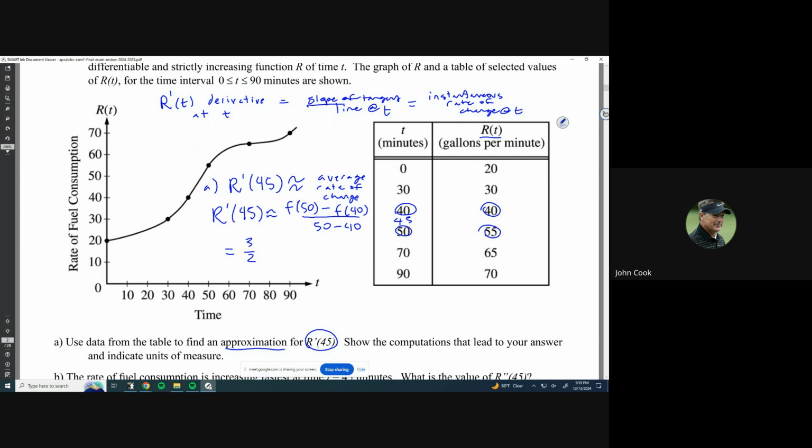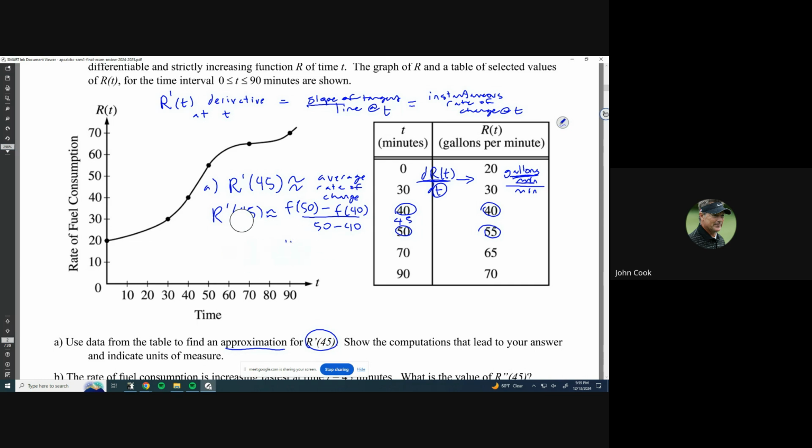And here's how you do it. If it's the derivative of R, the time derivative of R, so we're doing dR/dt, right? Well, R of t is gallons per minute, right? And then t is minutes. So that means it's going to be gallons per minute per minute. In other words, gallons per minute squared. There's the units on it. So that's part A. This should be pretty easy.